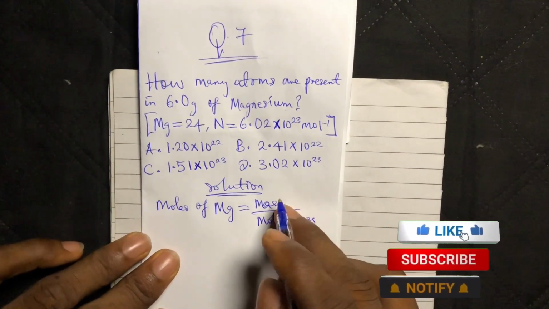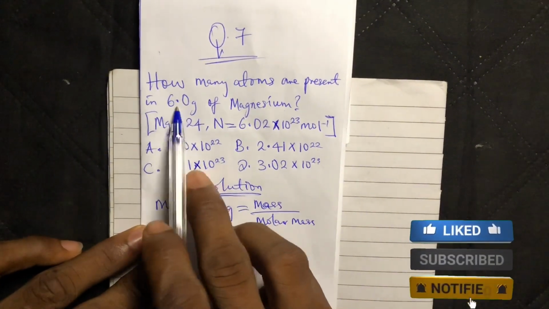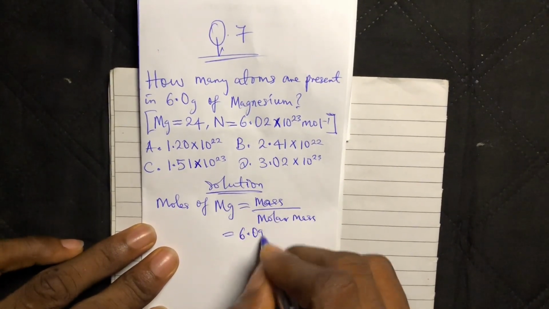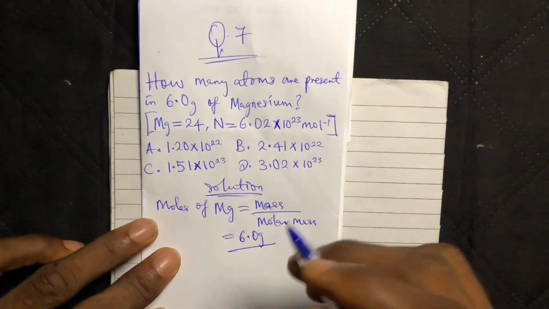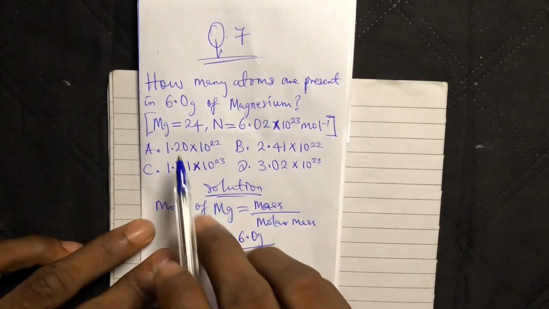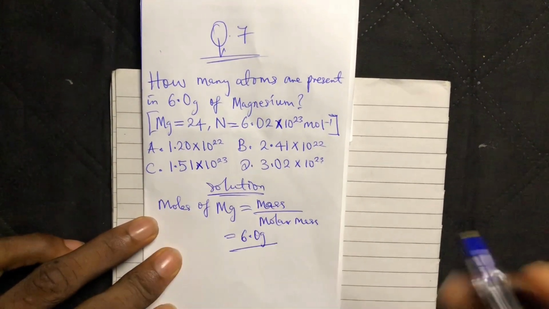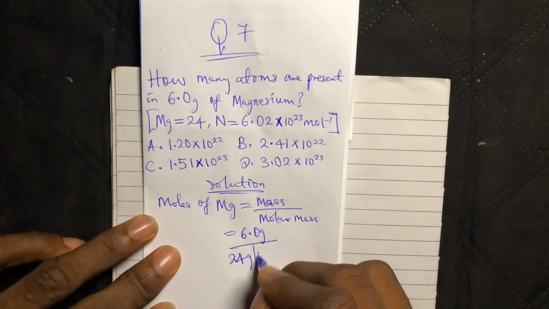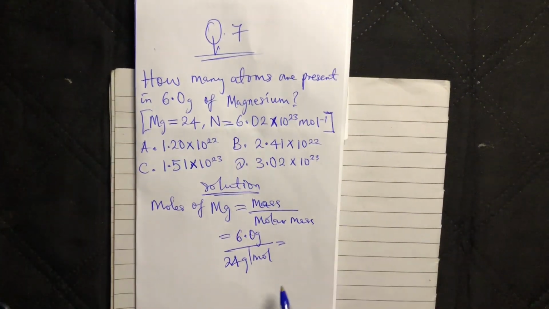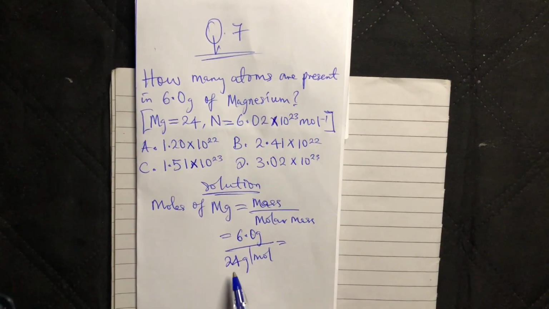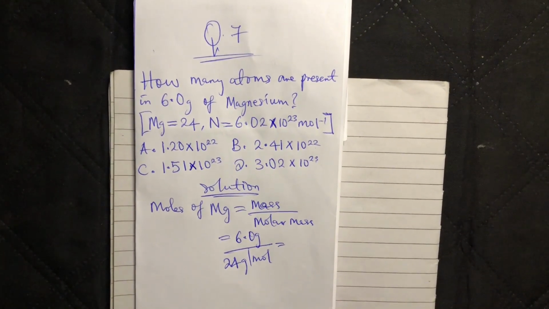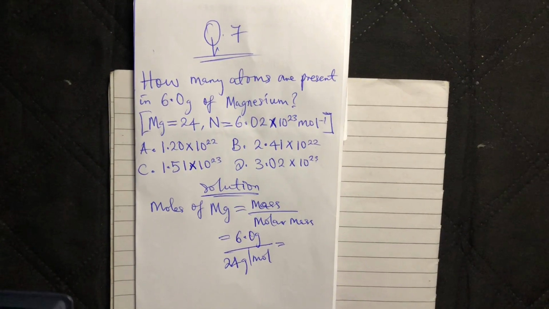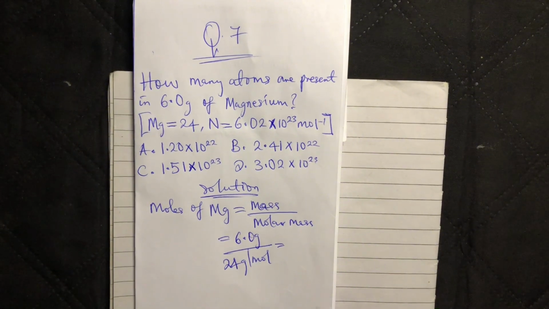So what is our mass? From the equation, our mass is 6.0 gram, right? So we are going to have 6.0 gram over molar mass. What is our molar mass here? Our molar mass here is the mass of magnesium. So we are going to write 24 gram per mole. So if you calculate 6.0 gram over 24 gram per mole, you're going to have what? Let's do that quickly. 6.0 gram over 24 gram per mole, you're going to have 0.25 mole.